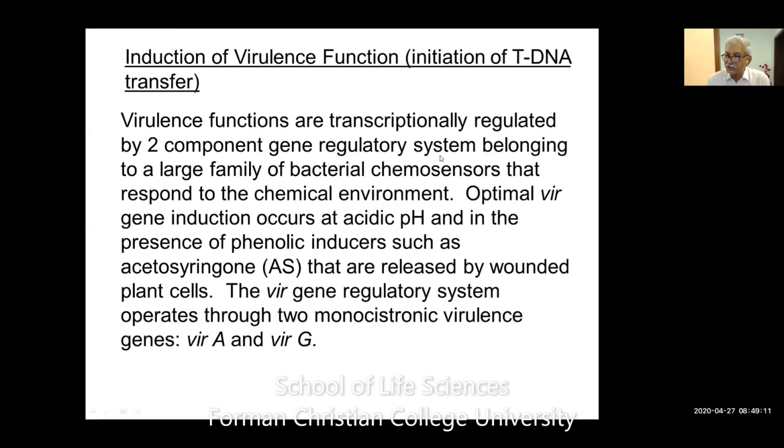The acidic pH and the presence of acetosyringone are the two chemical factors which trigger the expression of virulence genes. And how does it happen? How do those trigger the stimulation of virulence gene expression? We will start it in the next lecture.